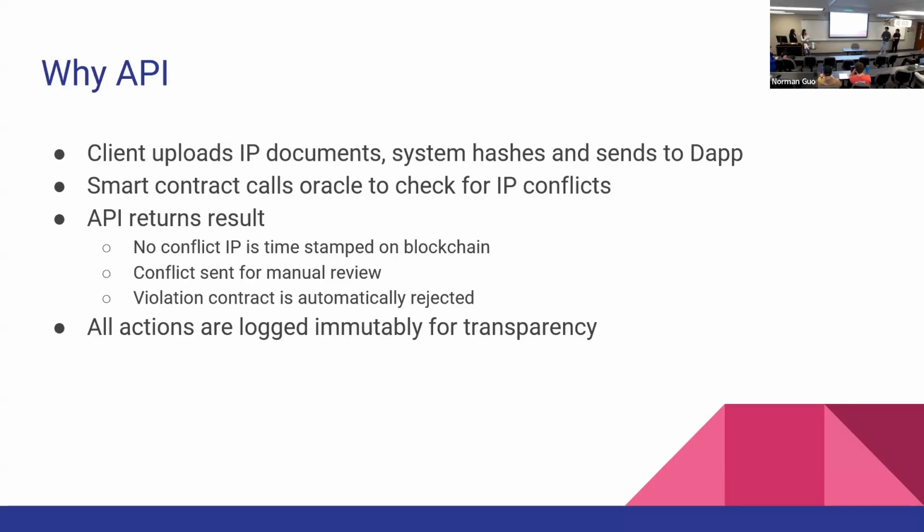After it finishes that, the API will feed the data into the smart contract so that it aligns with all the local laws, the USPTO laws, and other regulation that's needed to file their IP. So our API result on our DApp will return no conflict. So all the time the IP is stamped onto the blockchain. If there's a conflict, it'll be sent back to us, and our staff will manually revise. And if there's a violation, the IP cannot be filed at all. And all the action is logged onto the blockchain for transparency.